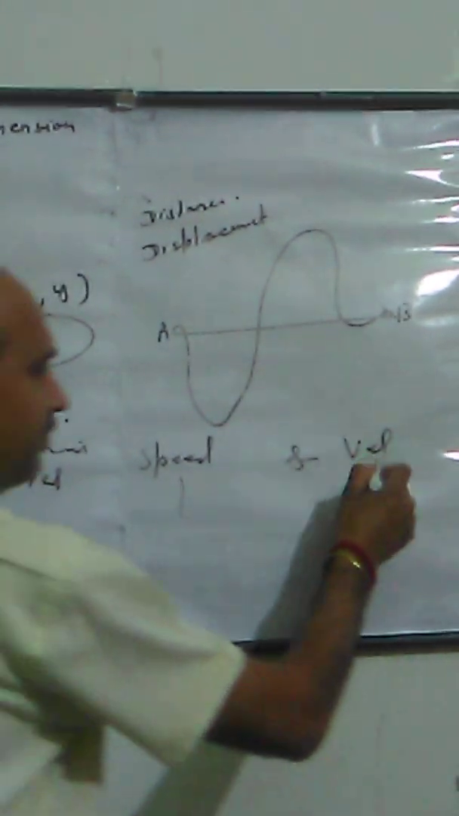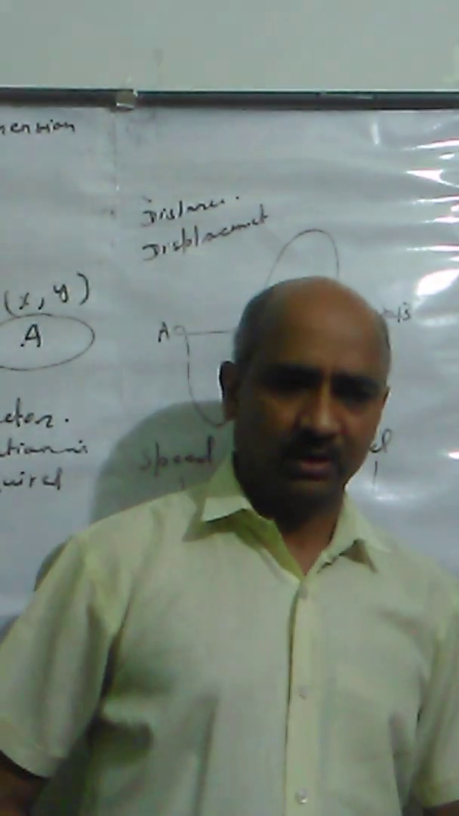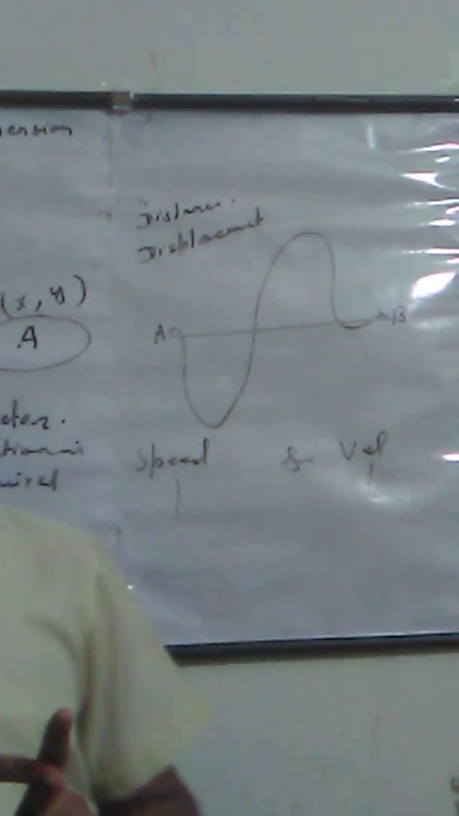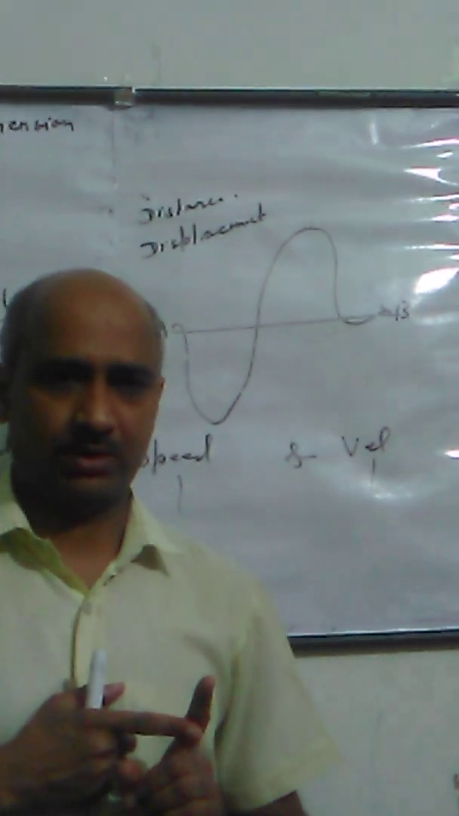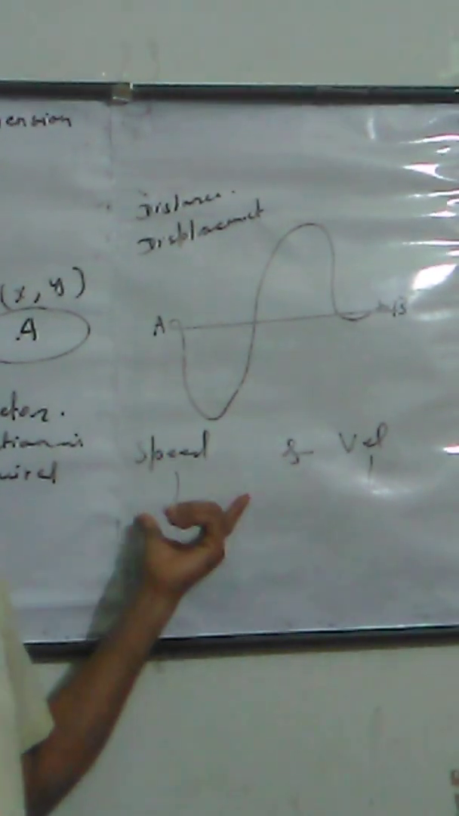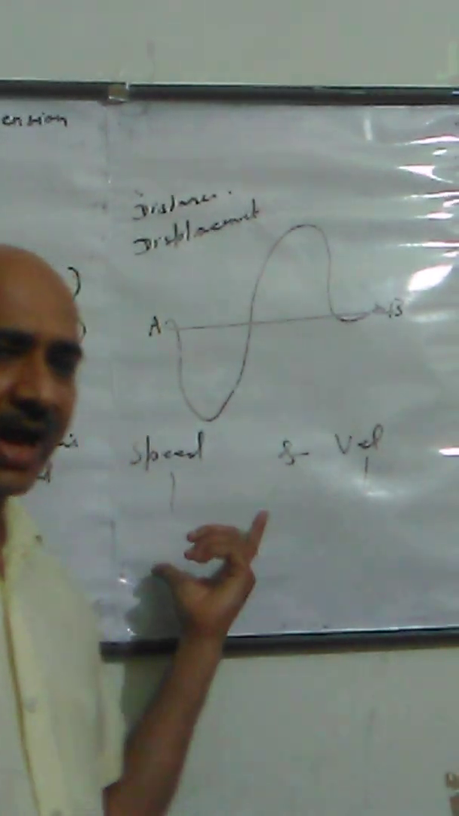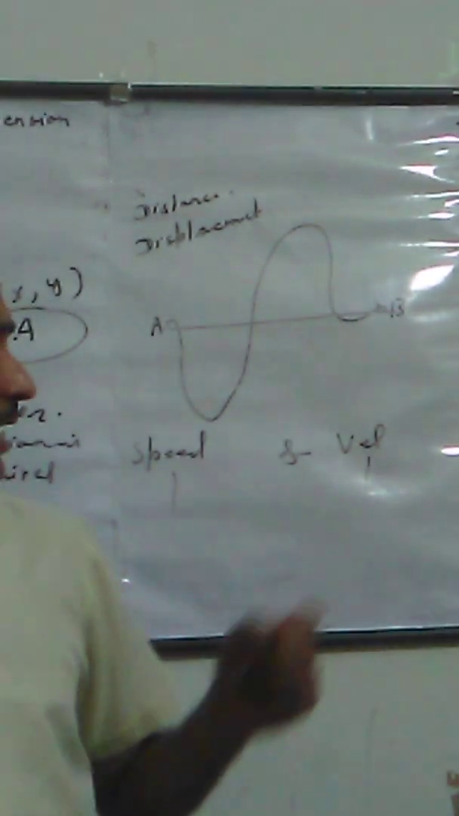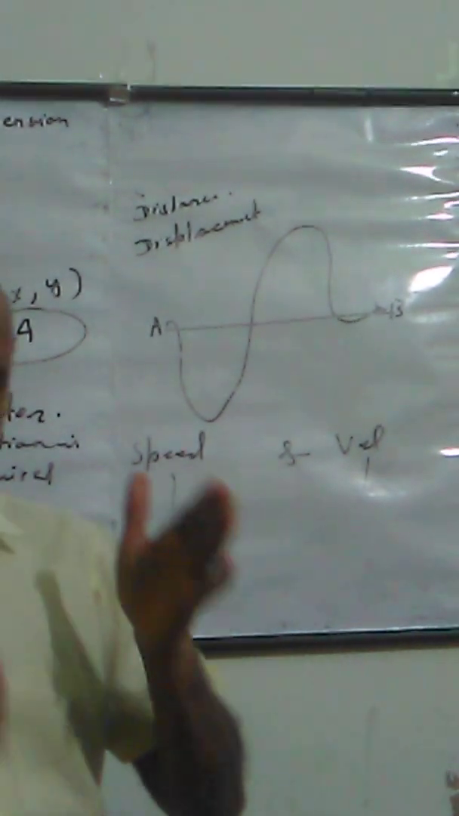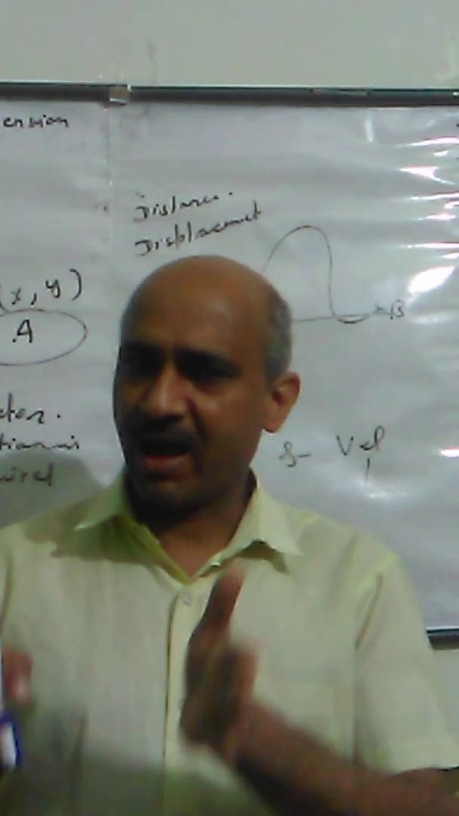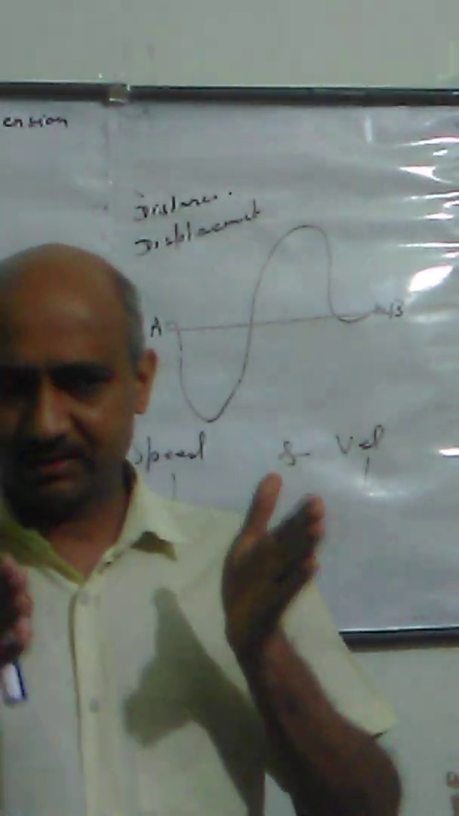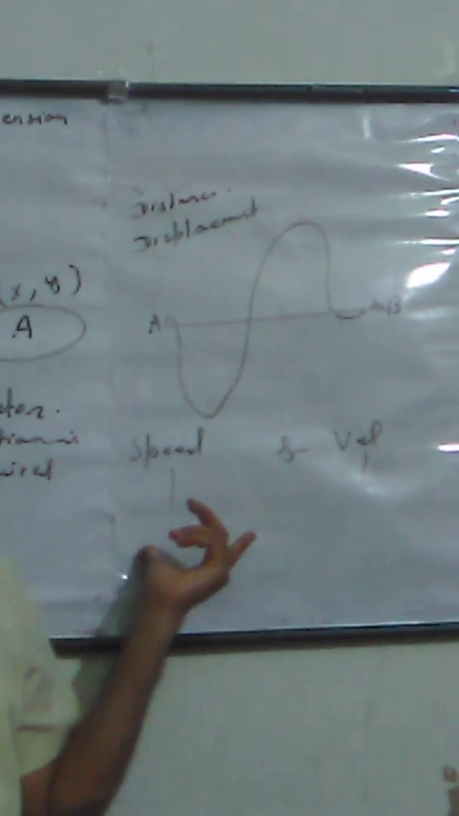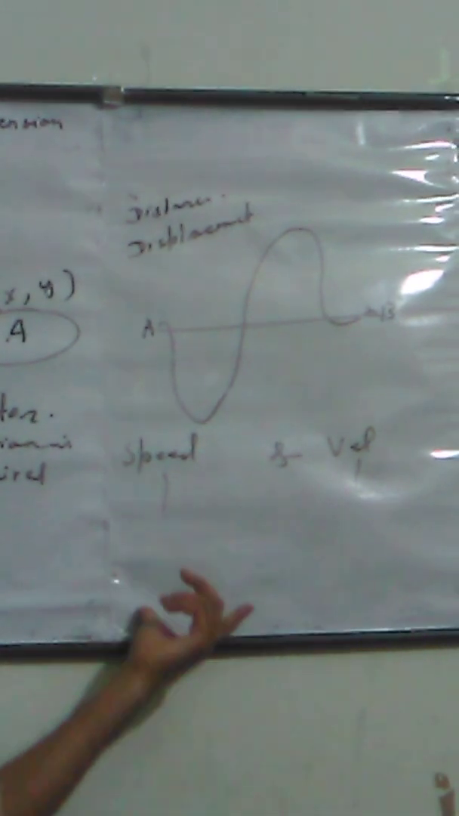After this, speed and velocity are divided into different categories. Suppose I say uniform speed. Uniform speed means the body is covering equal distance in equal intervals of time. When the body is moving unequal distance in equal intervals of time, say 1 second, but the distance which the body covers varies, in that case the speed is variable, or we can say non-uniform speed.